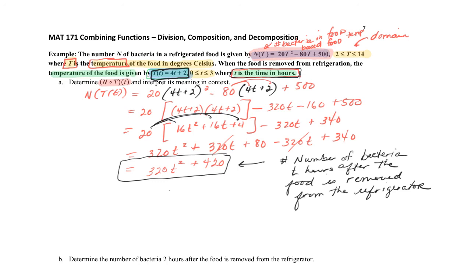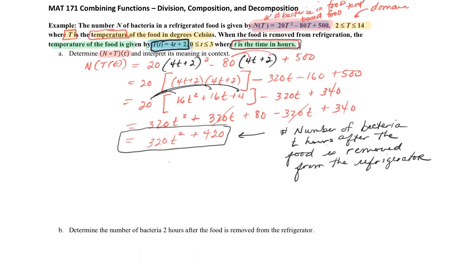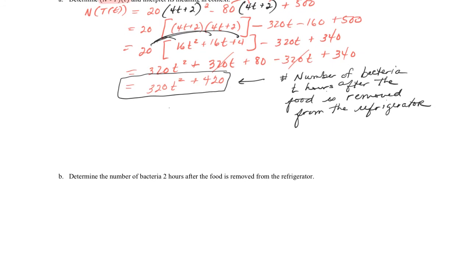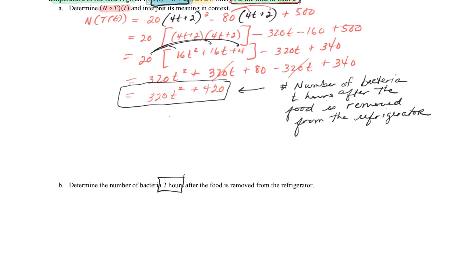All right, so let's move down to part B. Part B wants to know, determine the number of bacteria 2 hours after the food is removed from the refrigerator. So 2 hours, that's within the domain. That represents lowercase t. That's time that it's been out of the refrigerator. So we're going to find N composed with T of 2.